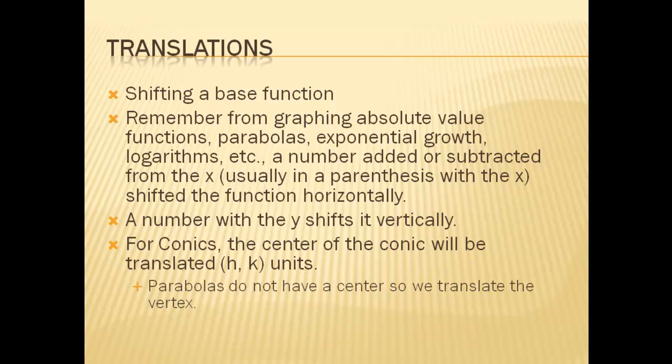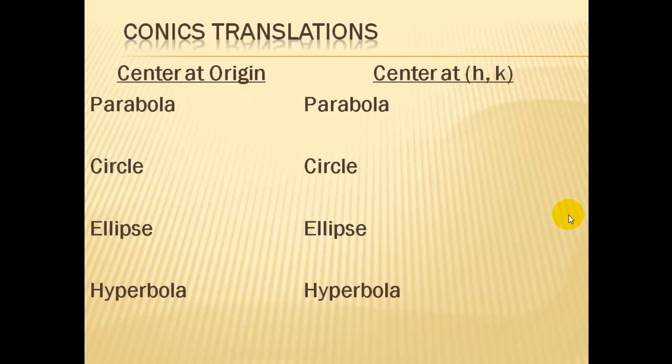If you remember from doing this from earlier functions, we've had frequently a number in a parentheses next to the x that has caused a horizontal shift, and numbers added or subtracted to the y that have caused it to be shifted vertically. For conics, we'll be focusing on finding the center of the translated shape, and we will call the coordinates of that center h and k, so we'll be using the letters h and k for our horizontal and vertical shift. And just a note, for parabolas, they don't have a center, so we'll be focusing on the vertex.